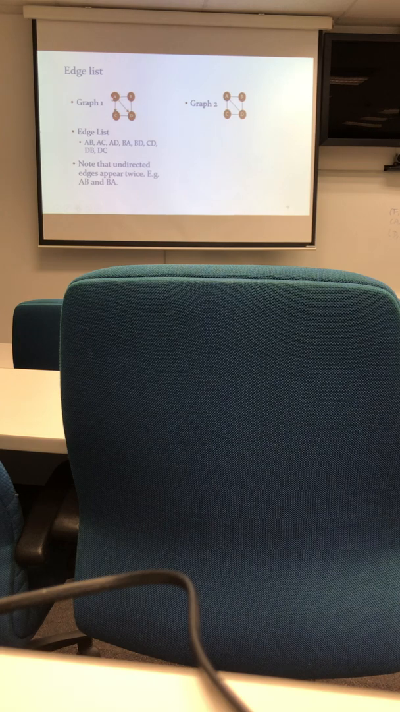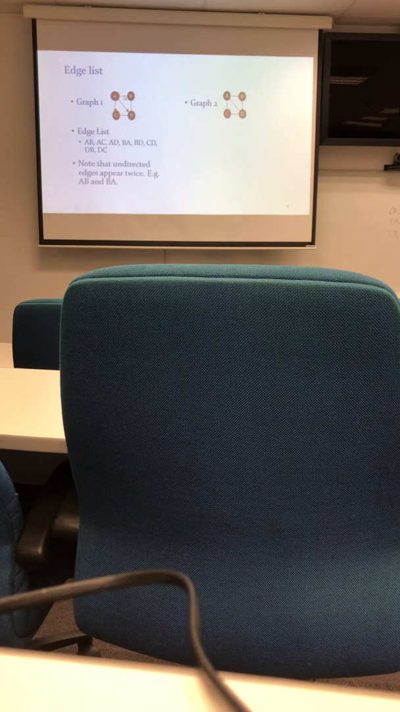You can see that for an undirected edge, like this one, AB, we have two elements in the edge list: AB and BA. This one is an undirected edge. You can go in both directions, AB and BA. So we have two edges in the edge list. So for undirected edges, the same pair of vertices will appear twice in the edge list.